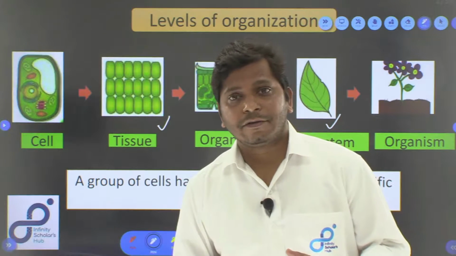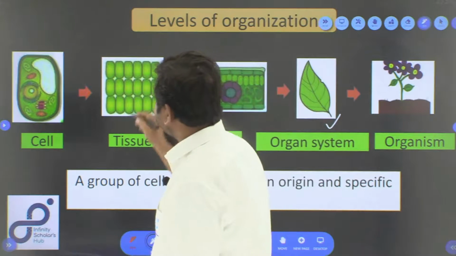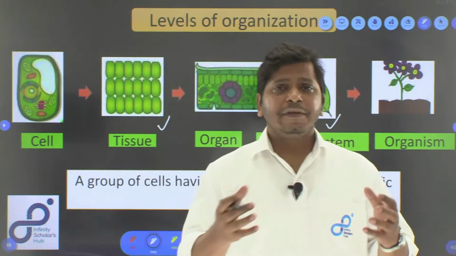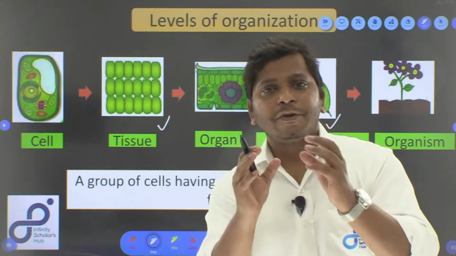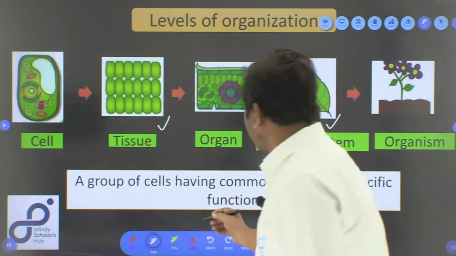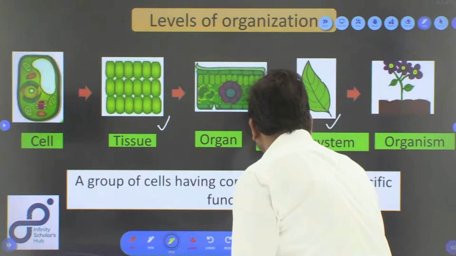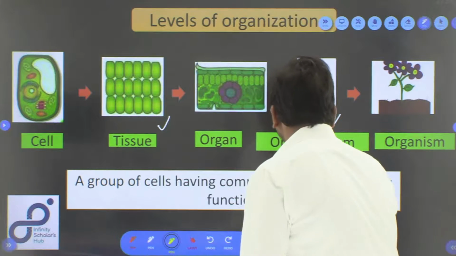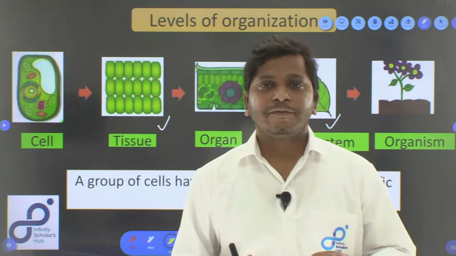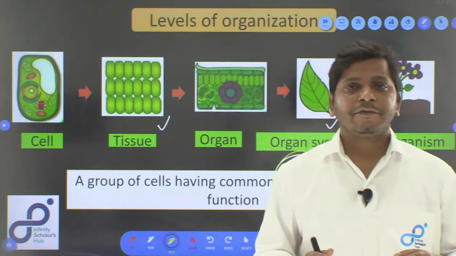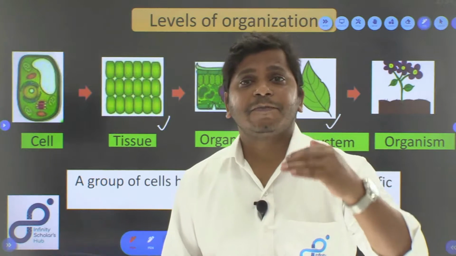But if you want to define what a tissue is in simpler terms, it is a group of cells which has a common origin. Origin means they must have originated from a specific cell. So they should have a common origin and a specific function. For example, what is the function of xylem? The function of xylem is to carry out the transport of water. So they have a specific function.